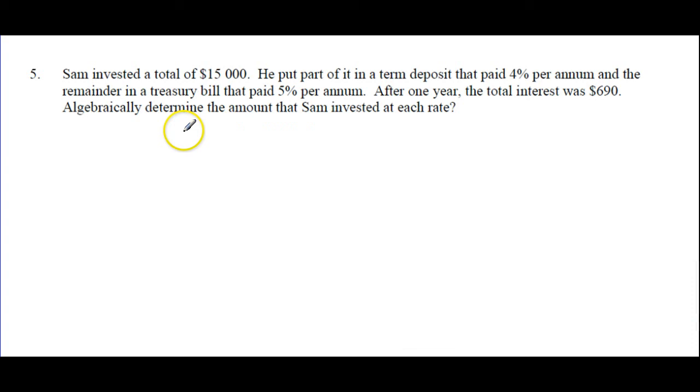Sam invested a total of $15,000. He put part of it in a term deposit that paid 4% per annum, and the remainder in a treasury bill that paid 5% per annum. After 1 year, the total interest was $690. Algebraically determine the amount Sam invested at each rate. So we could do this with a let statement, right? We could say let x be the amount, etc. Or we can make a little table here if we like.